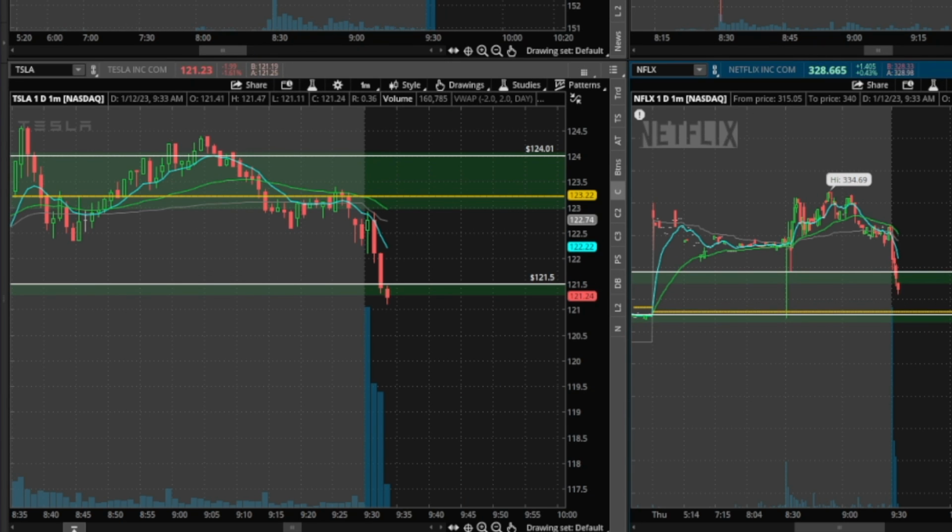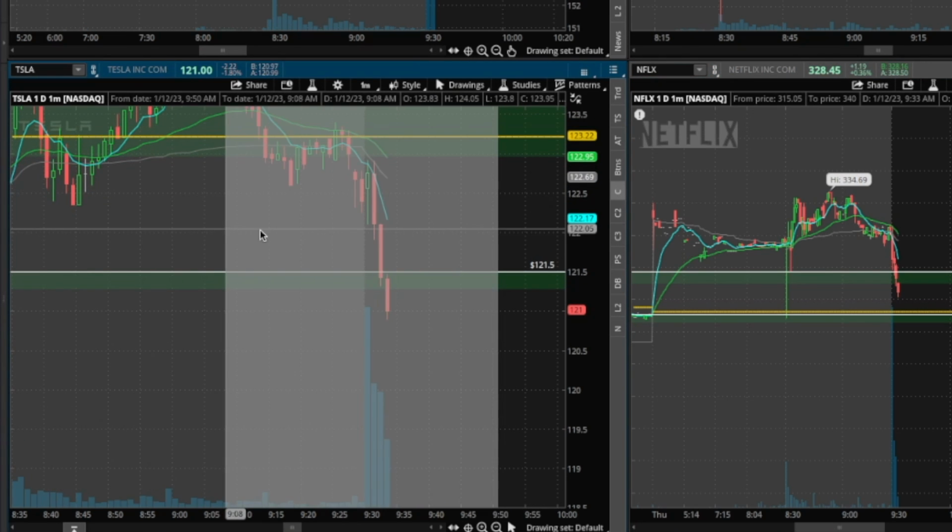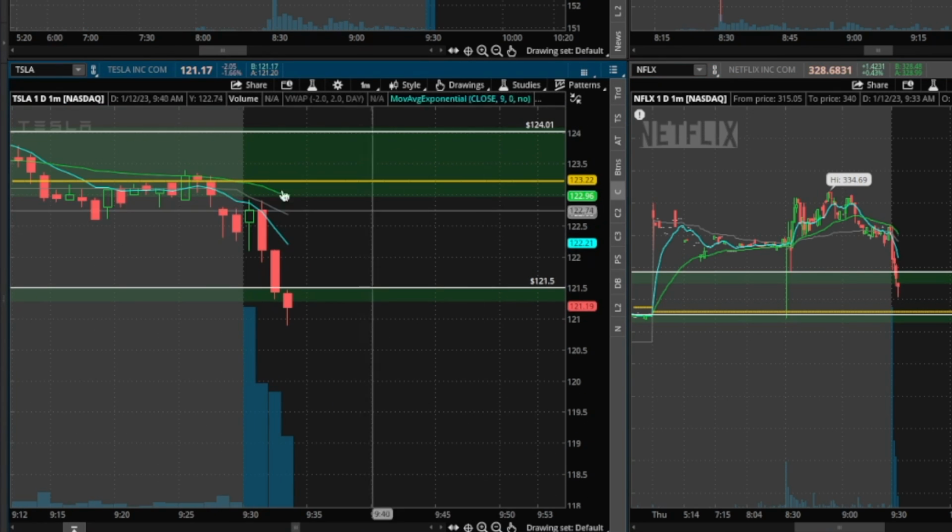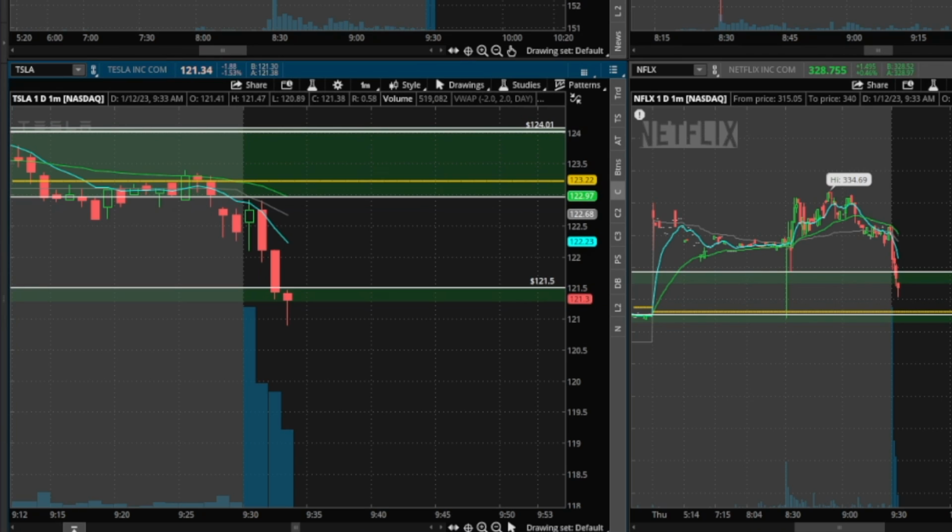Tesla's under yesterday. Okay, Tesla's under support there at 121.50. Interesting. Okay, Tesla's starting to weaken here. I'm going to look to see if we reject 121.50 on Tesla here. I want to see if I can grab a nice little break and retest of 121.50 here on Tesla.